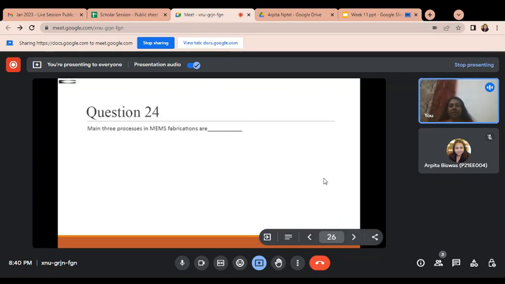Next question is, the main three processes of MEMS fabrication are. The first is deposition. At first we have to deposit, then what process will we follow? After the deposition, we have to pattern, because we want the electrode or something, so we have to pattern. What is the patterning process called? It is called lithography. So first we deposit the material, then after deposition we pattern, following the lithography process.